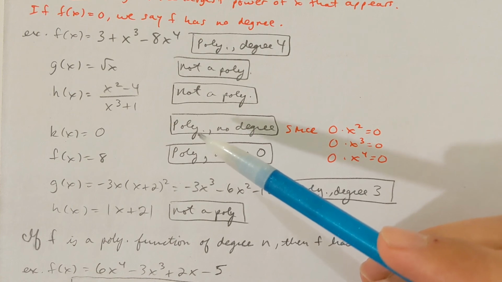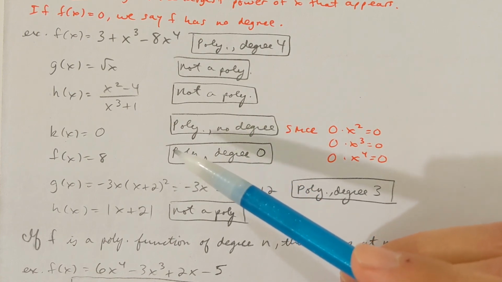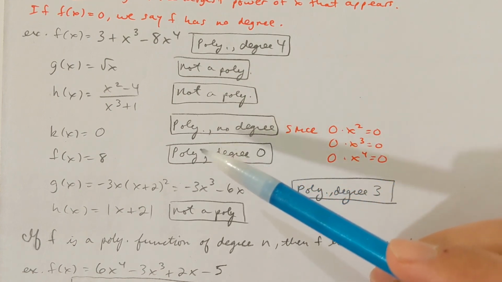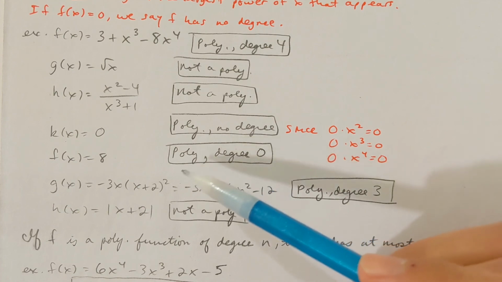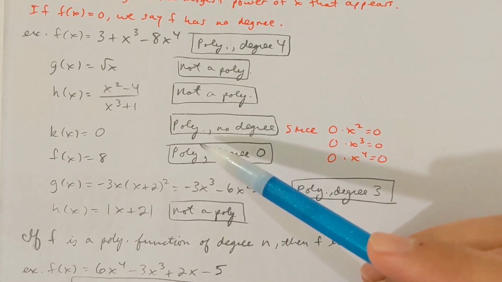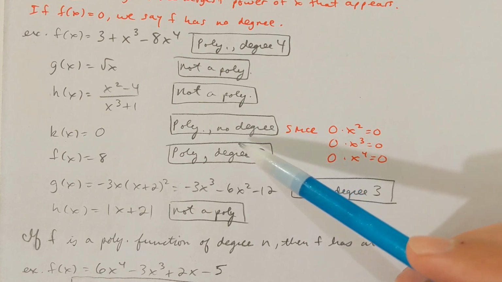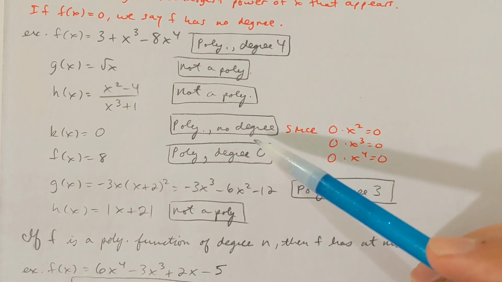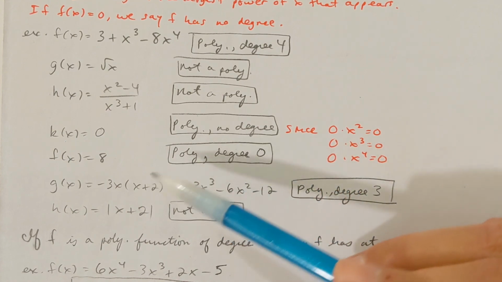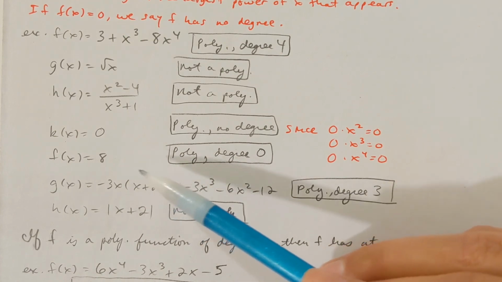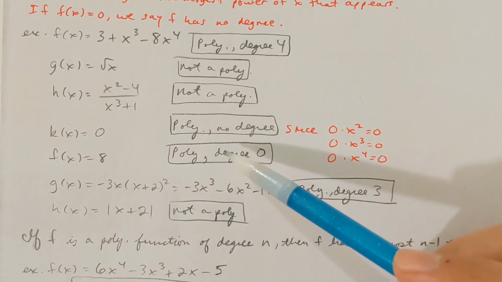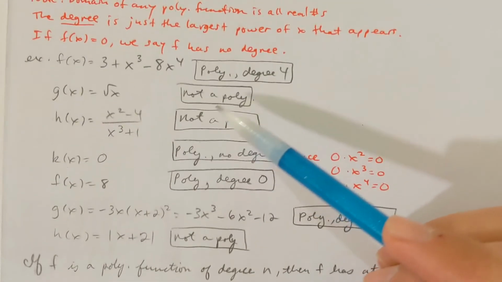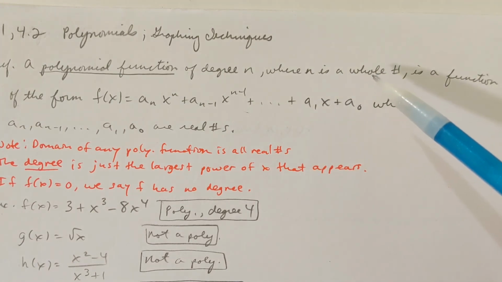Okay, k of x equals 0. The power of x is 0, and 0 is in front of the x term. So this is a polynomial. Now this is the only one that has no degree to it, and I'm going to comment on that a bit later. Let's take a look at f of x equals 8 first. So this is a polynomial: 8 times x to the 0. 0 is a whole number.